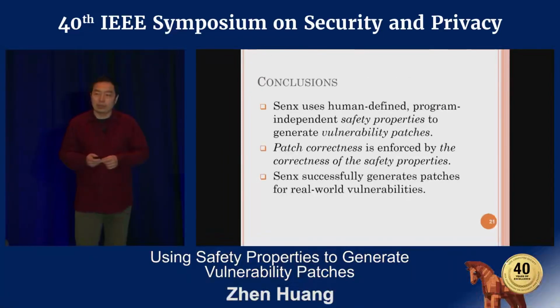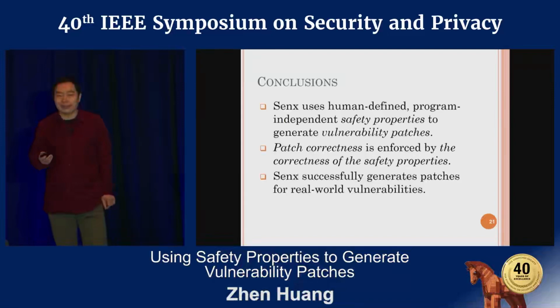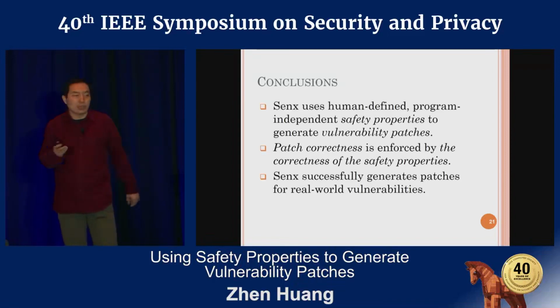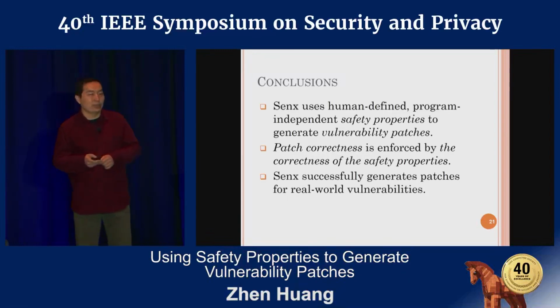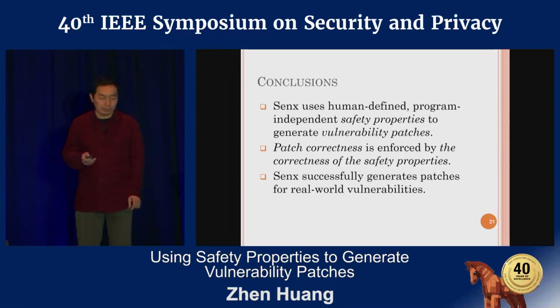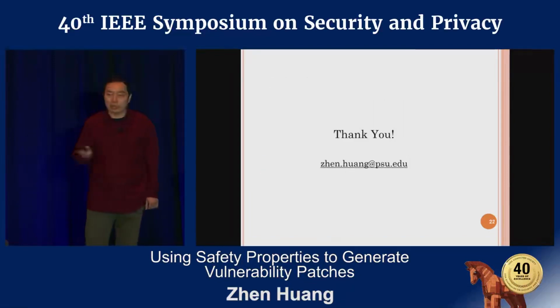To conclude, we propose an approach called Sinks that uses human-defined, program-independent safety properties to generate vulnerability patches. The correctness of the generated patches is enforced by the correctness of these safety properties. Our evaluation shows that Sinks can generate vulnerability patches for real-world vulnerabilities. Thank you, and I'm open to questions.